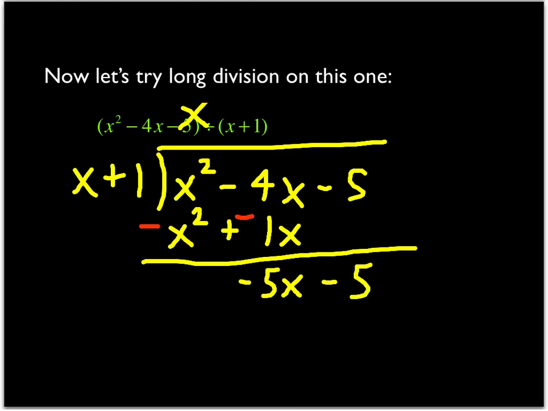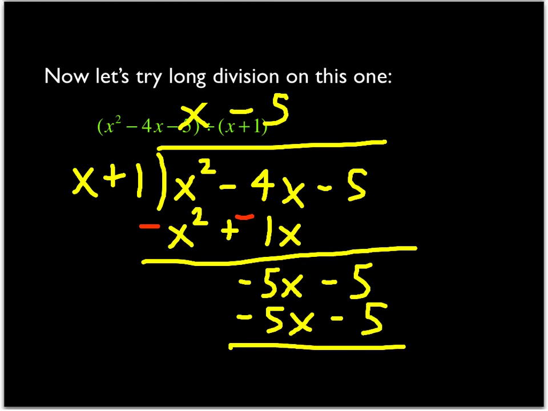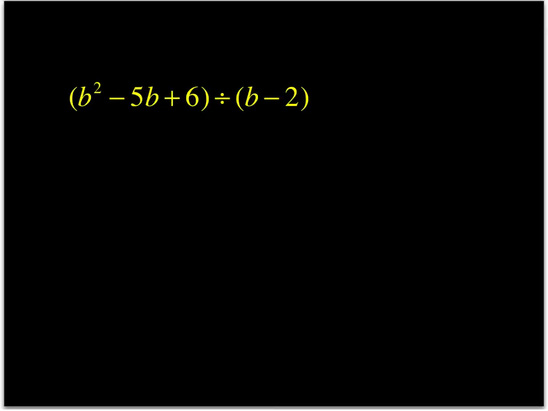So now I ask myself, what do I multiply this x by to give me negative 5x? And sure enough, my answer should be negative 5. Now I multiply negative 5 by each of these. So negative 5 times x and negative 5 times 1. You can see that these are exactly the same, so I'm going to get an answer like that. All right, kind of strange. Another example here, and we're going to try doing it the same way. Let's see what we do.